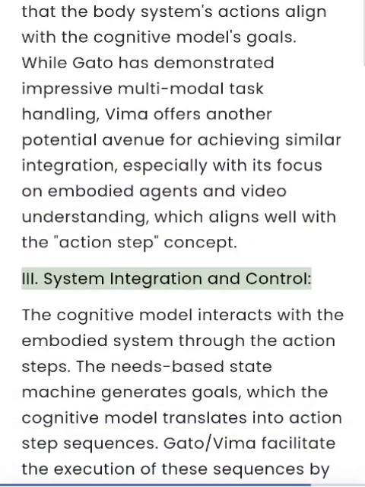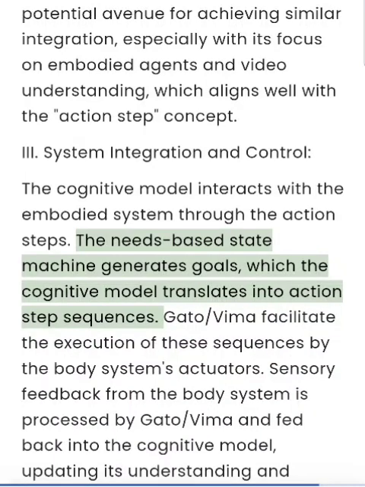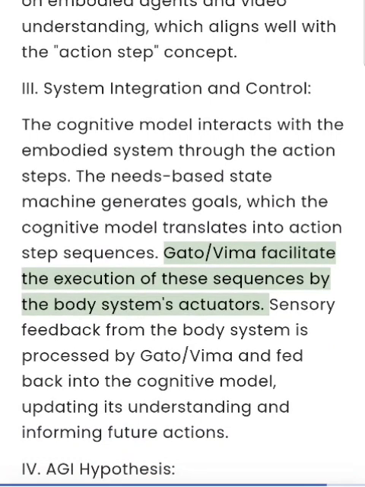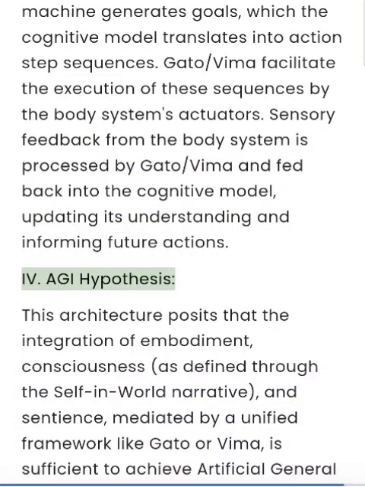3. System integration and control. The cognitive model interacts with the embodied system through the action steps. The needs-based state machine generates goals, which the cognitive model translates into action step sequences. Gato/FEMA facilitate the execution of these sequences by the body system's actuators. Sensory feedback from the body system is processed by Gato/FEMA and fed back into the cognitive model, updating its understanding and informing future actions.